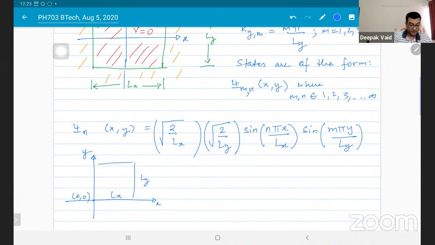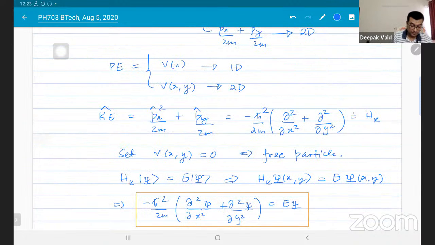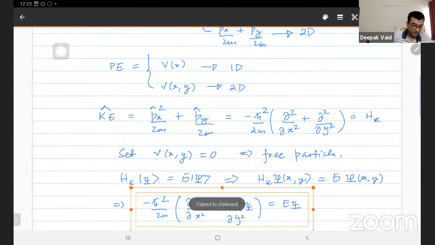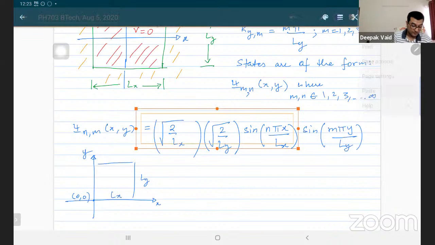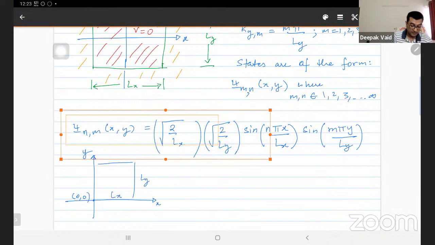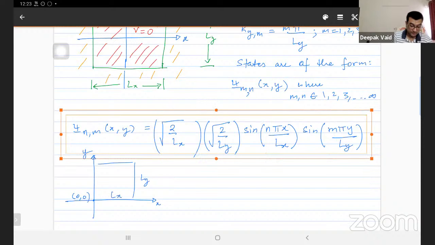You can call it psi nm. So this is your solution for the Schrodinger equation with an infinite rectangular well in 2 dimensions.